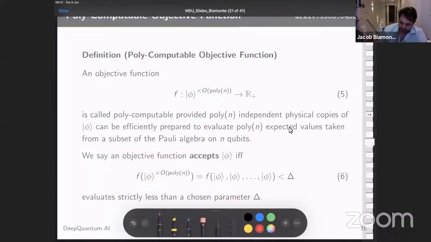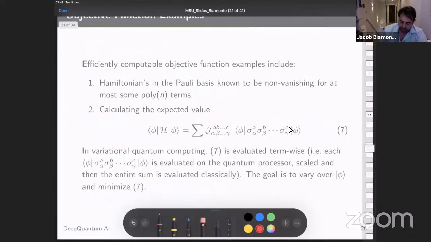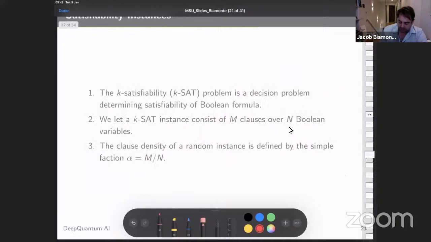So, efficiently computable objective function examples, all right? Energy is the one; chemical Hamiltonians are another one. Calculating generally the expected value of some big Hamiltonian. Okay, we talked about this a little bit, so the slides are slightly out of order. And going a little bit further, let's look at the k-satisfiability problem. Okay, are there any questions first about where we are with this, right?